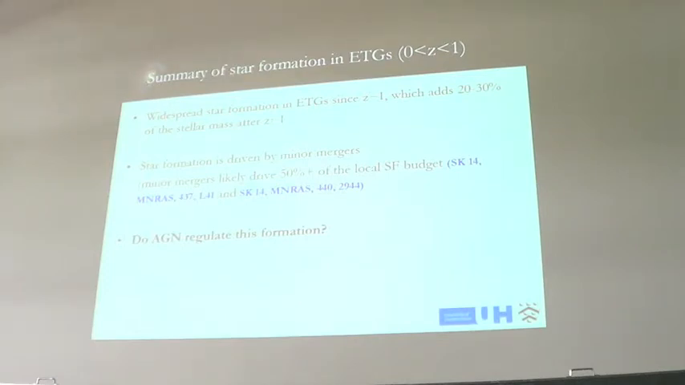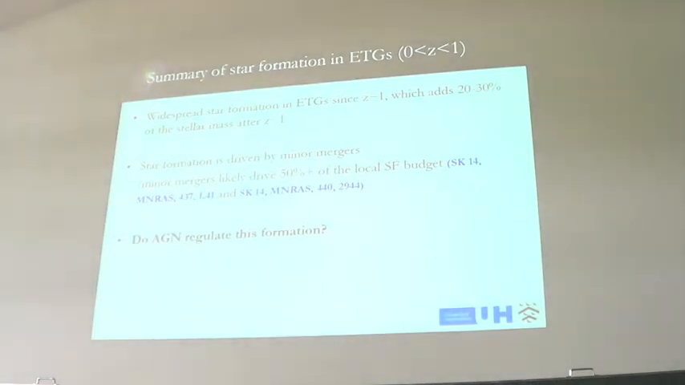An interesting aside, if you look at the late type galaxy population, because minor mergers are not restricted just to early type galaxies, they happen. All massive galaxies of all morphological types are accreting satellites. It's actually fairly easy to show that a significant fraction of the local star formation budget is driven by this minor merger process.